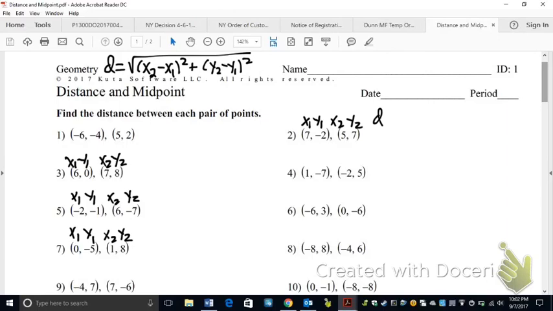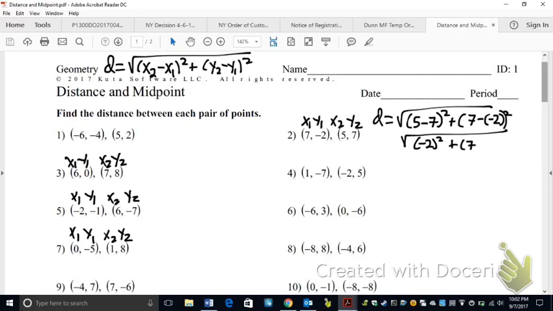So let's look at number 2, for instance. We already did number 1 in class. So the distance here, and we're going to put that square root sign down, that radical sign. And instead of x2, we're going to put 5. Instead of x1, we're going to put 7. Then we put that squared up there. Plus, instead of y2, we're going to put 7. And instead of y1, we're going to put negative 2. So that gives us 5 minus 7, or negative 2, squared, plus, and those two negatives are going to turn into 7 plus 2, squared.